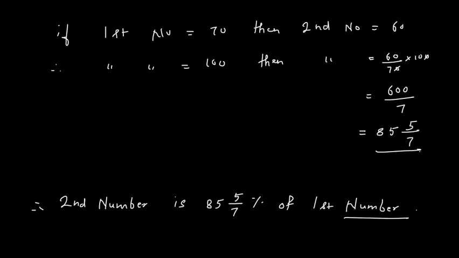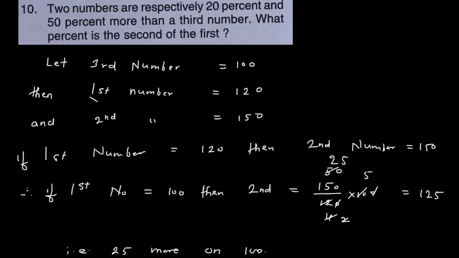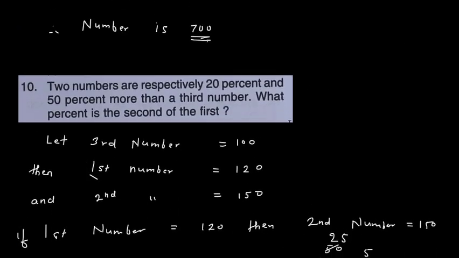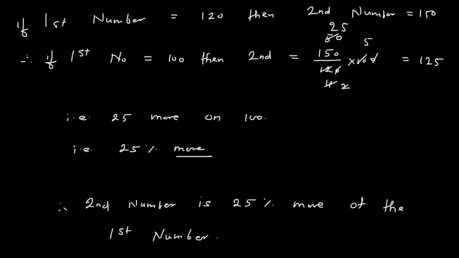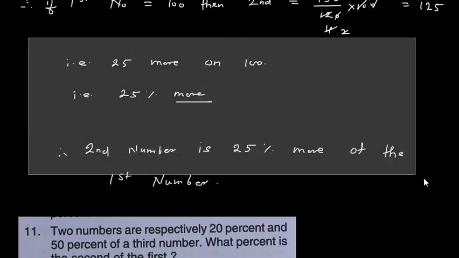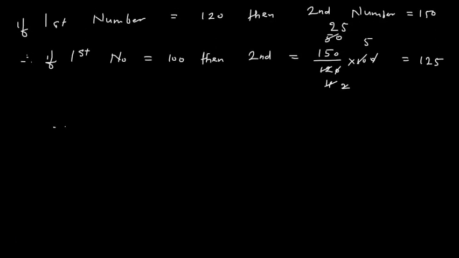So I hope you understand how we are doing it. Now let us see in the 10th question what was asked: what percent is the second of the first. Again here I find that it is 25% more, but they have not asked how much more it is. So again here I will say that therefore the second number is 125% of the first number. Okay, that should be your solution.